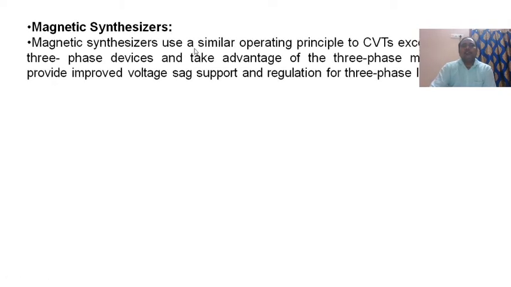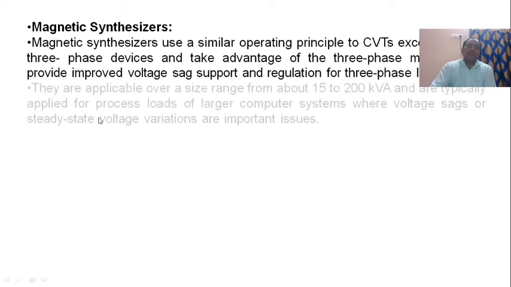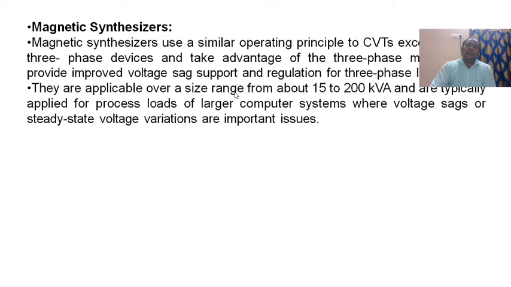Magnetic synthesizer. Magnetic synthesizers use a similar operating principle to the CVT. Both are operationally the same, except they are three-phase devices and take advantage of the three-phase magnetics to provide improved voltage sag support and regulation for three-phase loads. They are applicable over a size range from about 15 to 200 kVA and are typically applied for process loads for larger computer systems where voltage sags or steady state voltage variations are important issues.